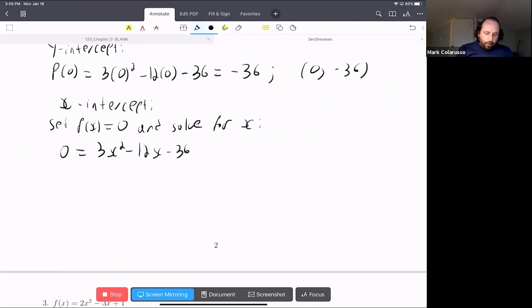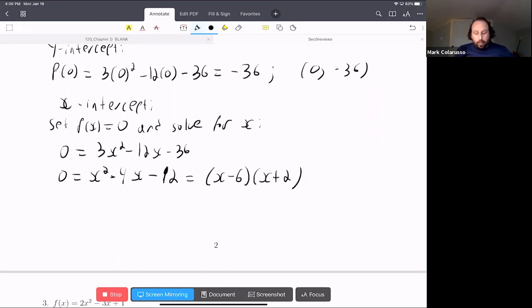So let's see what happens here. If we divide by 3, we get 0 is x squared minus 4x minus 12, right? And we should be able to factor this by hand. So this is equal to (x minus 6)(x plus 2). If we factor that out by hand, and you wouldn't have been wrong to use the quadratic formula, but I think this is a much faster way to handle the problem.